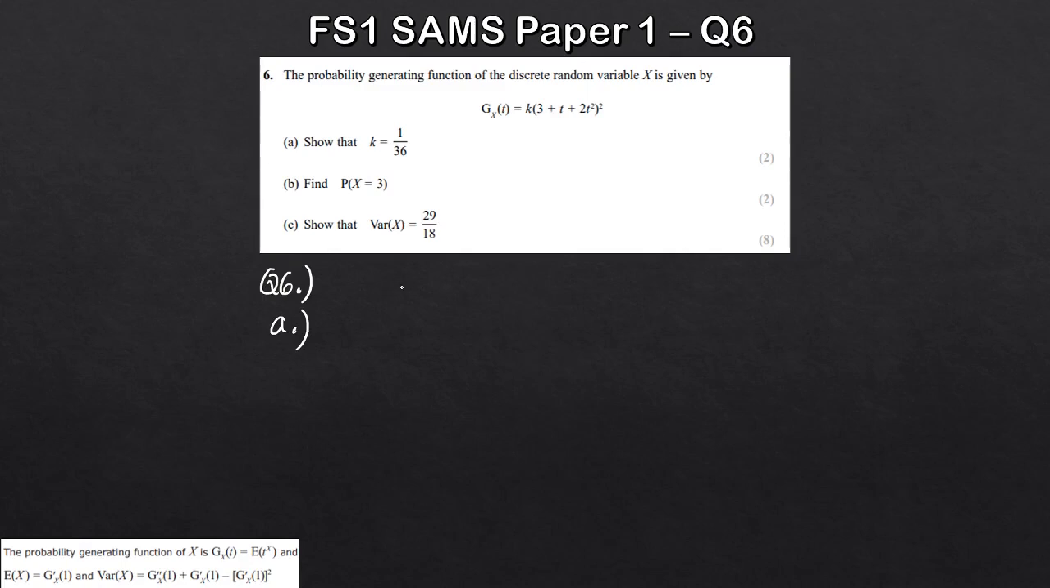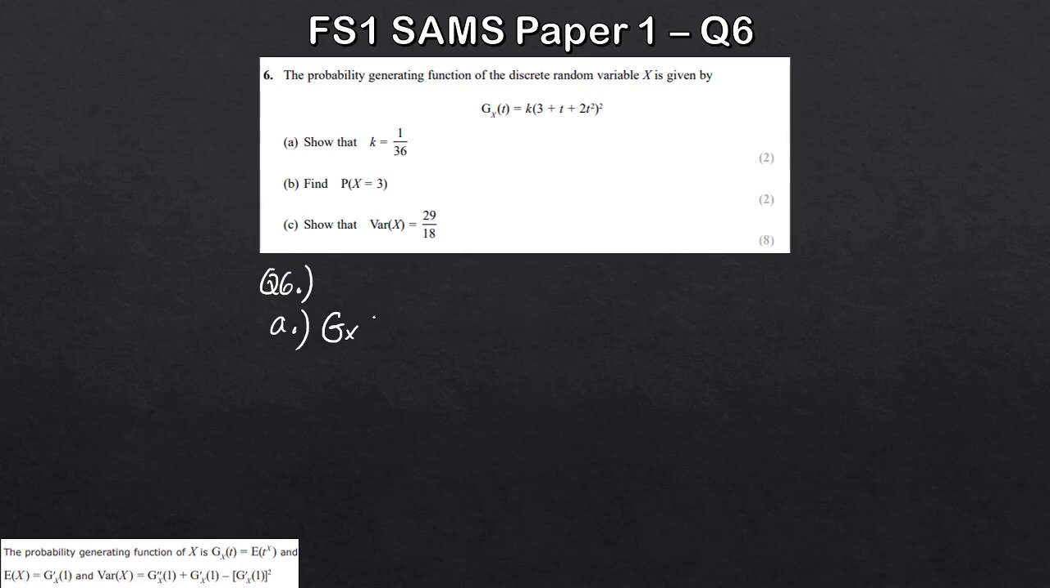So the first part, we want to show that k is equal to 1 over 36. So how do we do that? Well, this part is very common. Hopefully this part's not too bad. If you want to show that k is equal to 1 over 36, we need to consider for a probability generating function such as the one we've been given, we know if we substitute t equals 1 in, then this full expression should be equal to 1.